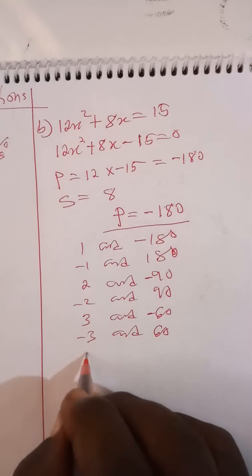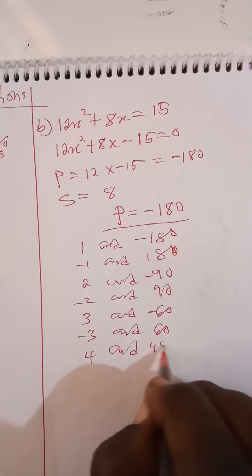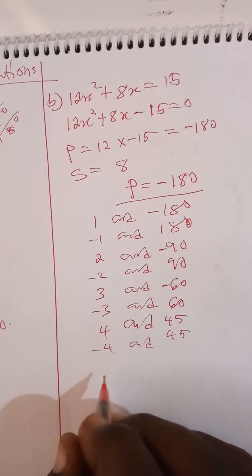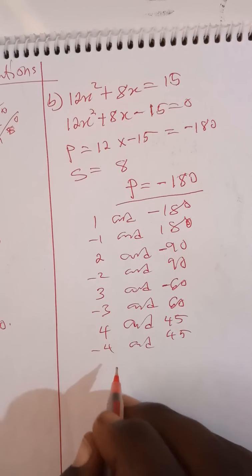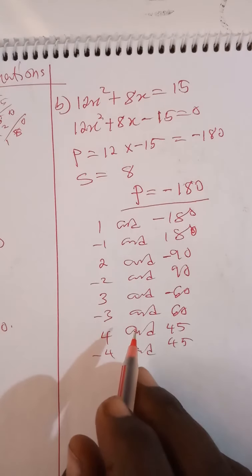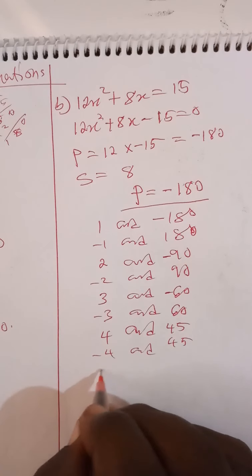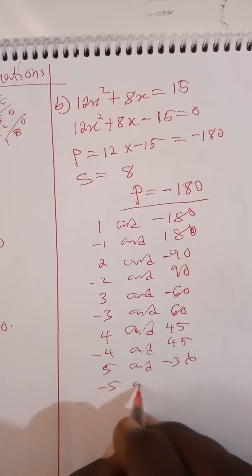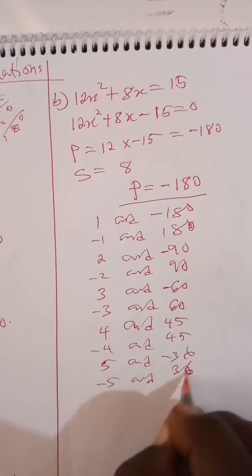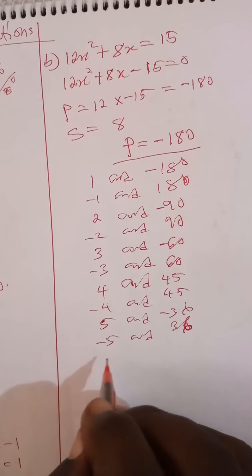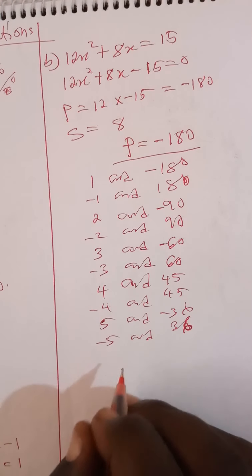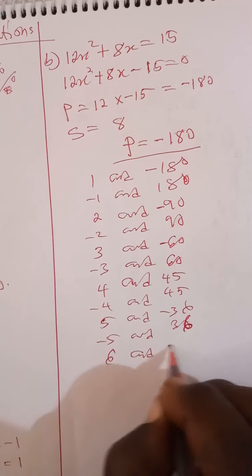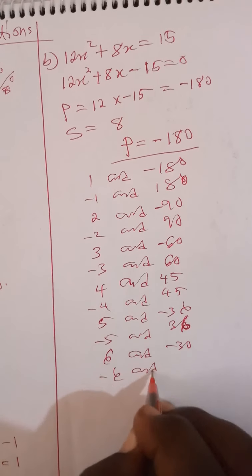So I will take 4 again, 4 and minus 45, or minus 4 and 45. What about 5? Can 5 go in 180? How many times? I think 36 times, right? So 5 and minus 36, or minus 5 and 36. Okay, next I take 6. 6 goes in 180 how many times? 30 times, right? 6 and minus 30, or minus 6 and 30.